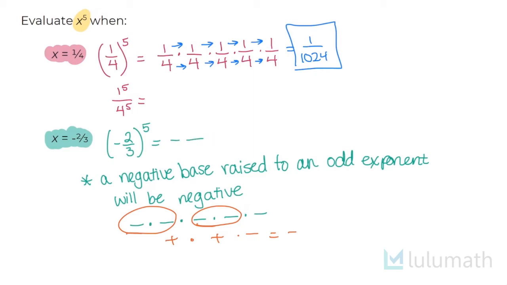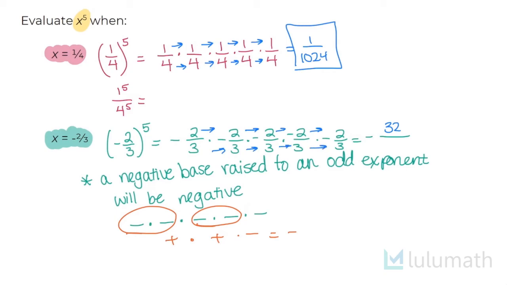So here when I multiply it by itself 5 times, we know our final answer will have a negative in it. And then when I just multiply across, all of these 2's being multiplied together 5 times will give me 32, and all of these 3's being multiplied together by itself 5 times will give me 243. And this is my final answer.